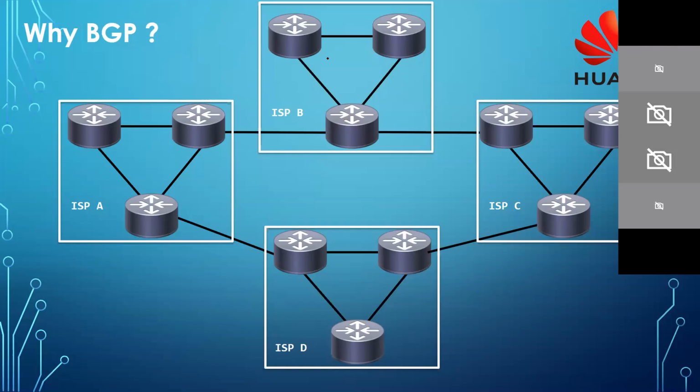If we run OSPF in this network, OSPF needs to store all the information in a database. This database is the link state database. The internet has more than 1 million routes, so OSPF can't handle this number of routes. This is the first problem: IGPs like OSPF and ISIS can't handle this number of routes.